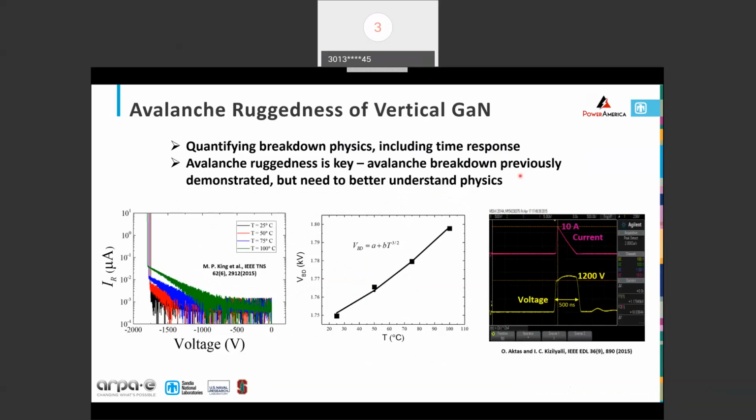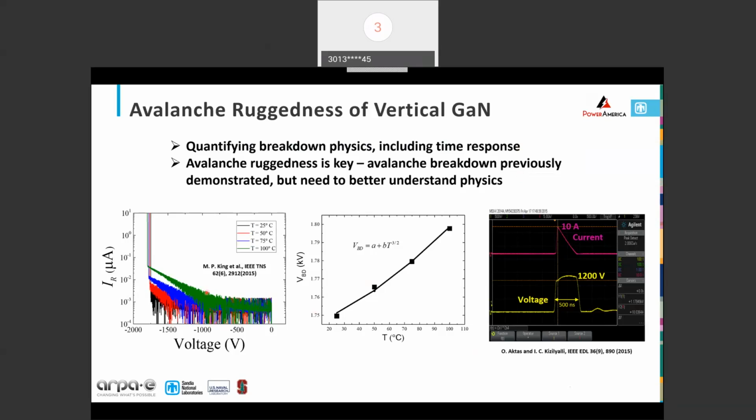Okay, I do want to touch a bit on this avalanche breakdown and avalanche ruggedness topic, which I alluded to a bit earlier. So the stuff on this slide is actually from a previous program, but I thought it was a good way to illustrate this. Again, you often hear GaN does not avalanche, but it does. The material is capable of it. It just needs to be the right device structure. And so this is some examples of that.